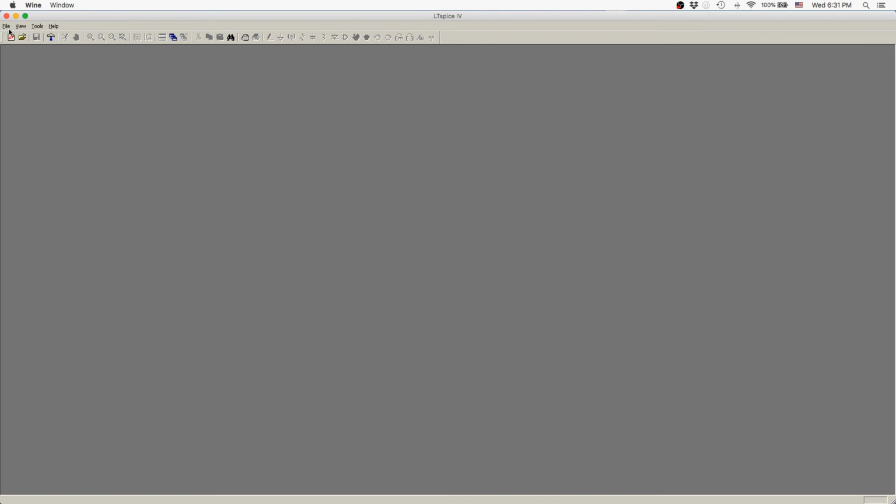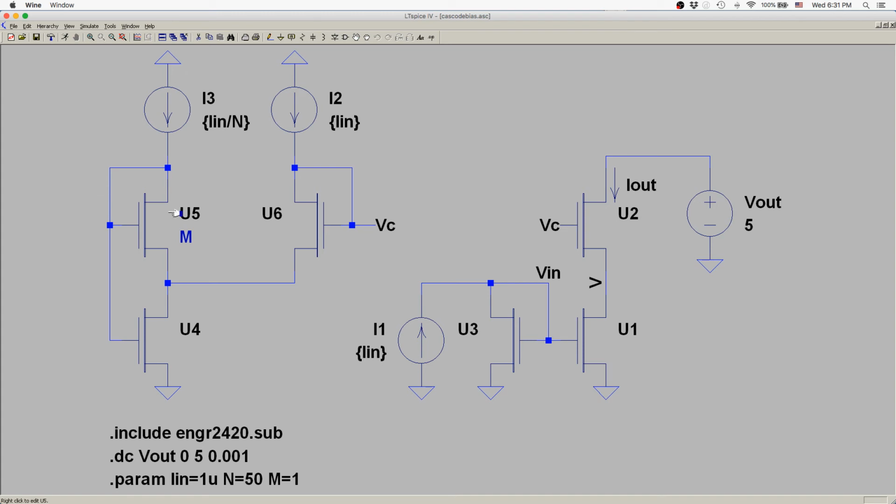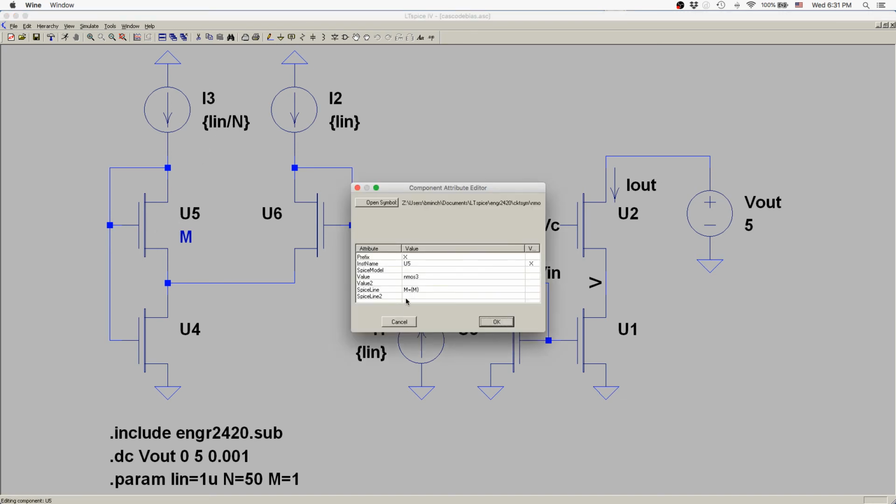Alright, why not? Here I have the same circuit I had before, only now I have put together the cascode bias circuit that we just talked about. I've defined my current in terms of a parameter, which is going to be the same as the current that's being put in here, and then I'm defining this current as that input current divided by some number n.